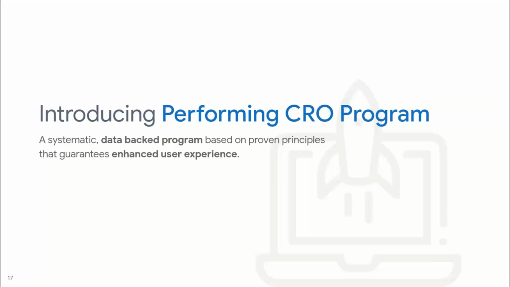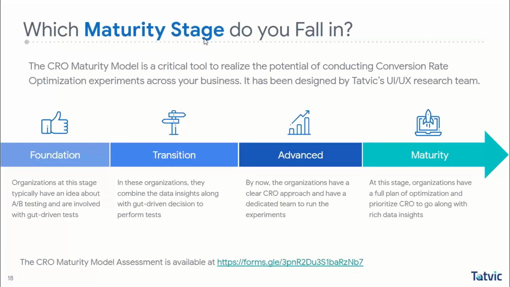Now, under this program, there's one pivotal component that we have, which is the CRO Maturity Model, which basically sets the basis on which organizations are going to be segmented across different phases of the CRO maturity model that we have. Now, in this model, there are 4 phases, as we'd like to say. There's the foundation phase, there's the transition, there's advanced, and there's maturity.